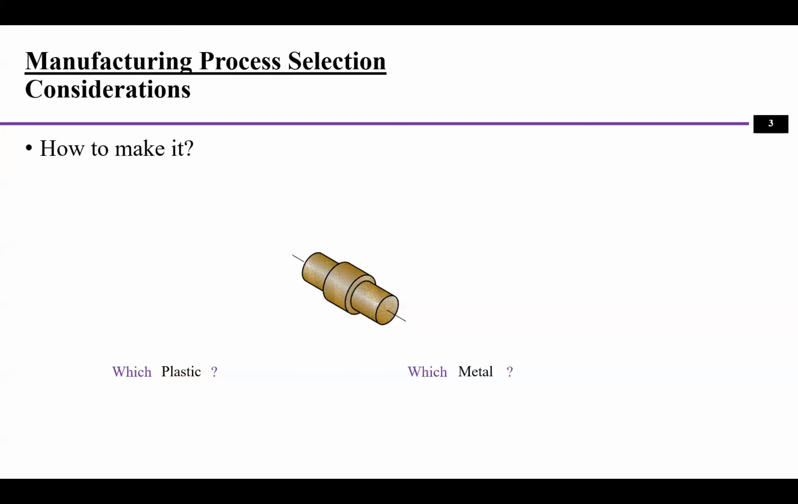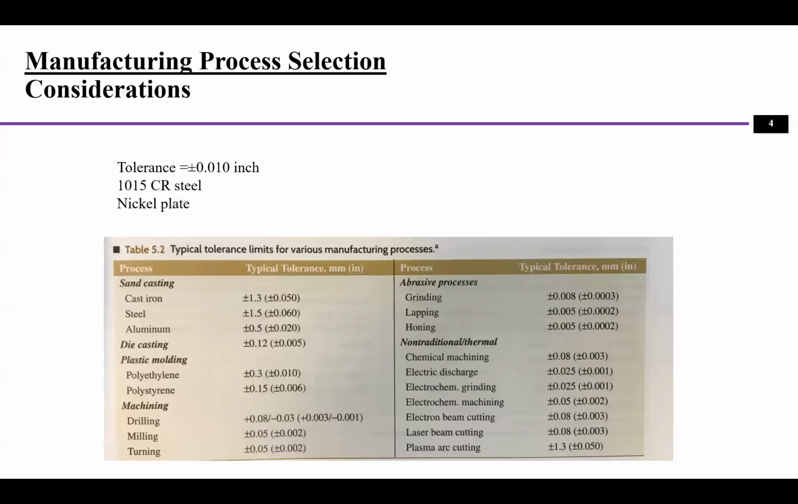Same with the metal. Depending on the metal, some metals may be easier to machine. Some of the metals may be hard. Maybe some metals we can easily do casting. Some metals we probably have to do machining. So this is one consideration: materials. Well, the second one is tolerances, right? Depending on the part and what tolerance you are looking at, the process choice will be different as well.